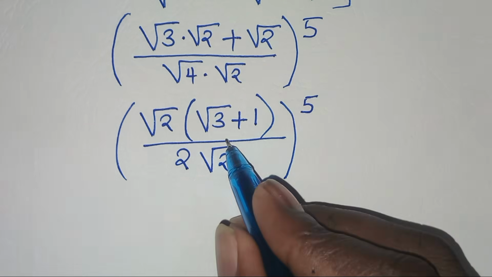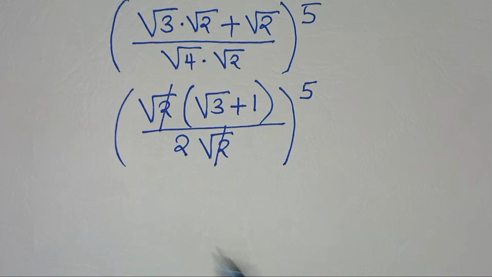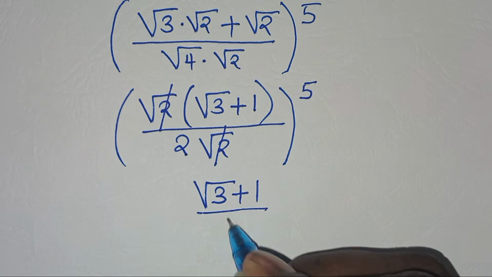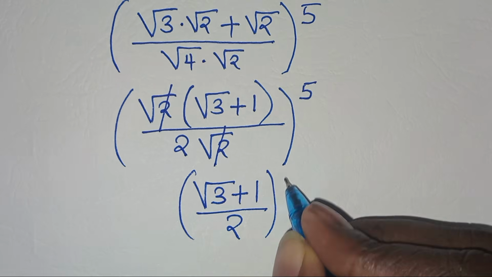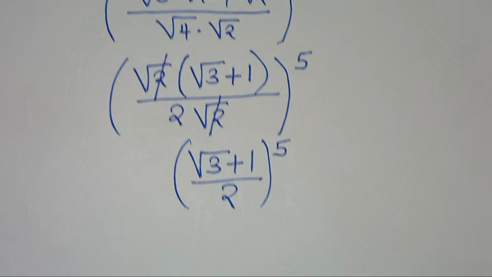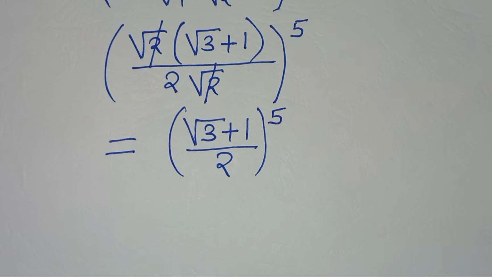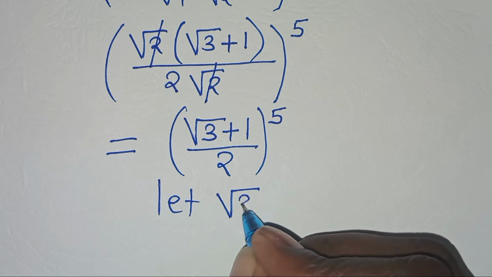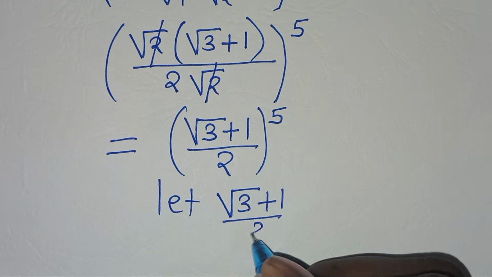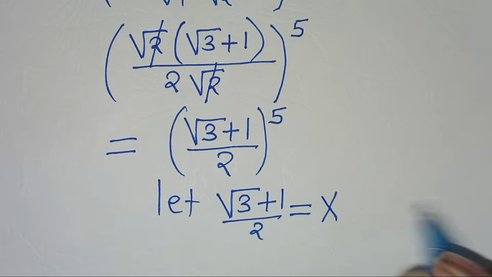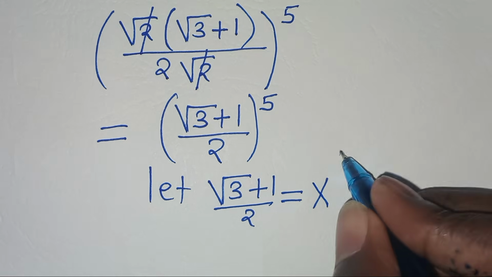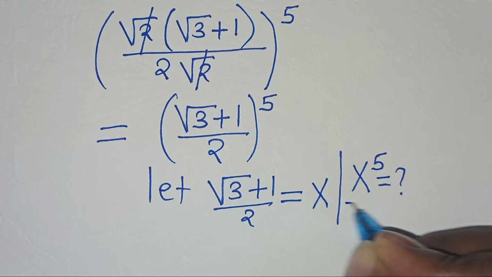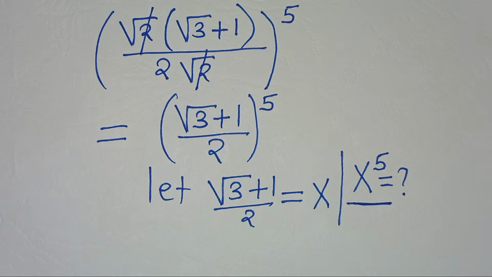Now, square root of 2 here simplifies, so that now we have square root of 3 plus 1 over 2. This is raised to the power of 5. Now, the next step is that we can let square root of 3 plus 1 over 2 be equal to x. So now the question is, what is x raised to the power of 5? So let's solve what is x to the power of 5.